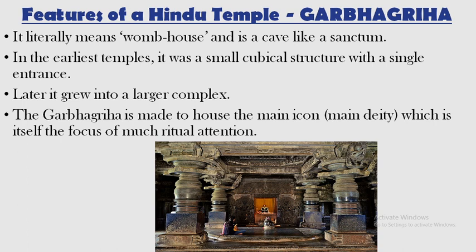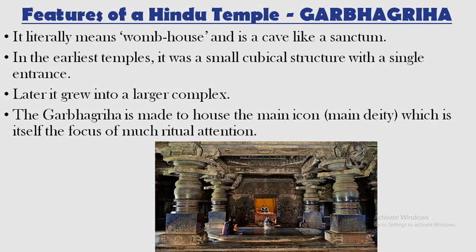Now we'll focus on the features of these Hindu temples. First one being Garbhagriha. What is Garbhagriha? In the picture, you can see there is a pillared hall. Amidst that, you have the main deity, that is the Linga, and it is in a small place, and you are doing a puja there. So Garbhagriha literally means womb house and is a cave-like sanctum.